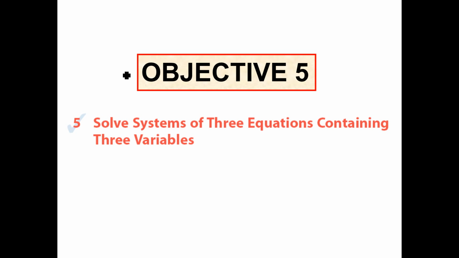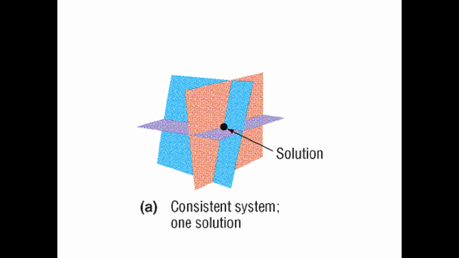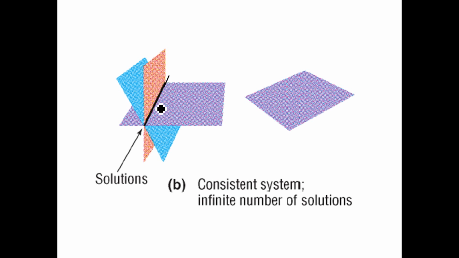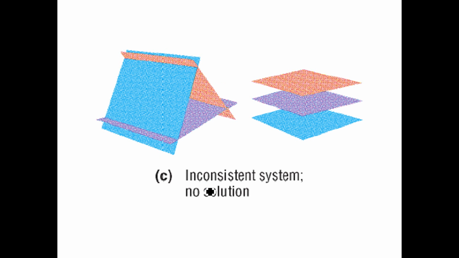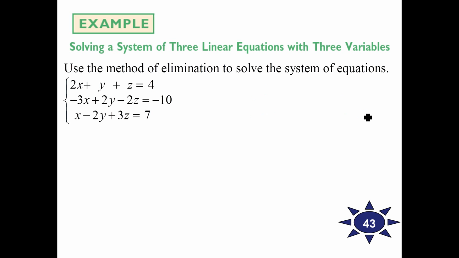Alright, now let's move on to three variables. So things get a little tougher here. We have three different planes. Where do they intersect? Maybe once, so we'd be consistent. Maybe they intersect all in a nice straight line, so we would be consistent still, but we would be dependent, having an infinite number of solutions. And maybe there's no point where all three of them intersect. Maybe two of them intersect, but not all three of them intersect, or maybe we're all parallel and we don't intersect anywhere. So let's find out what we've got here.